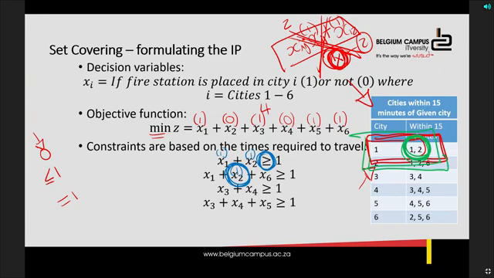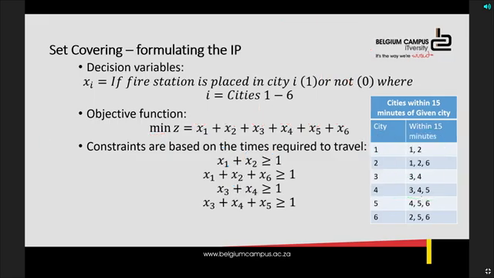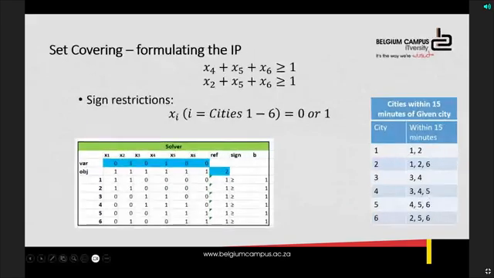The next one, I need at least 1 fire station in either city 1, 2, or 6. So you'll see the constraint is 1, 2, or 6. The third one, I need it either in 3 and 4. Fourth one, I need it in 3, 4, or 5. In the fifth one, 4, 5, and 6. In the sixth one, 2, 5, and 6. So you'll see the others there as well.